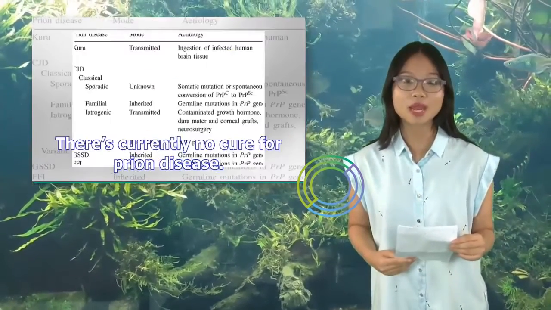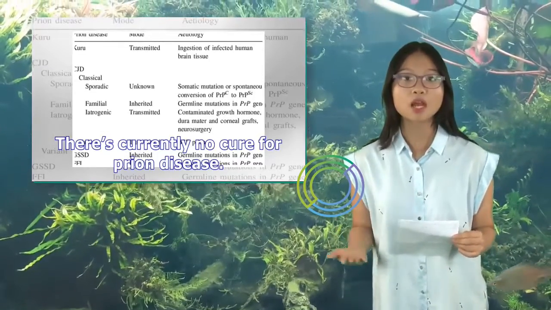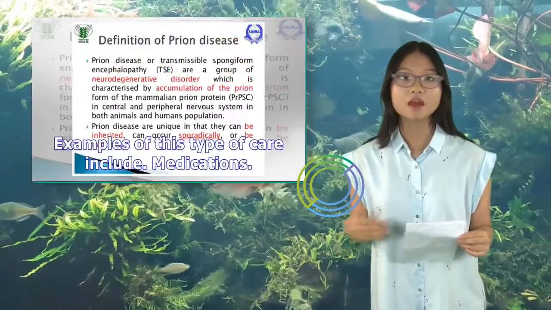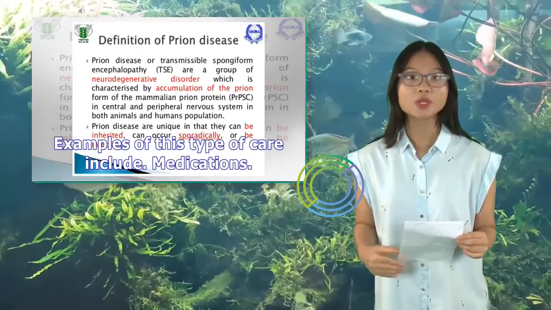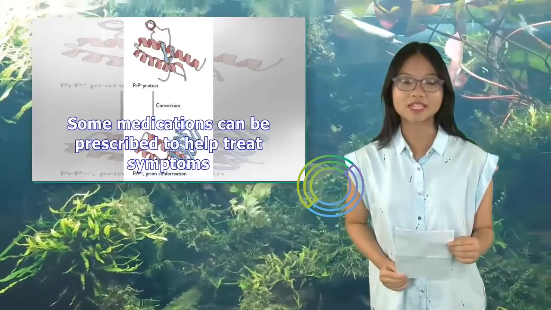How is prion disease treated? There's currently no cure for prion disease. However, treatment focuses on providing supportive care. Examples of this type of care include medications. Some medications can be prescribed to help treat symptoms.